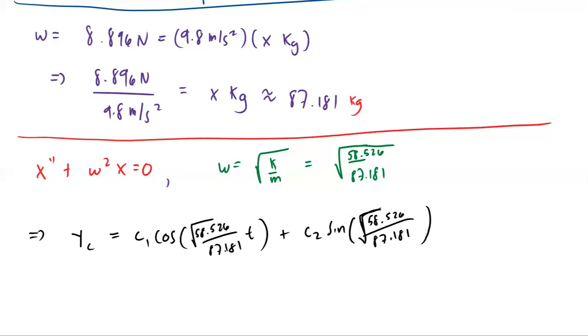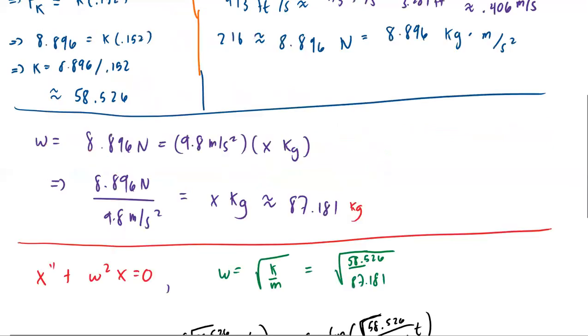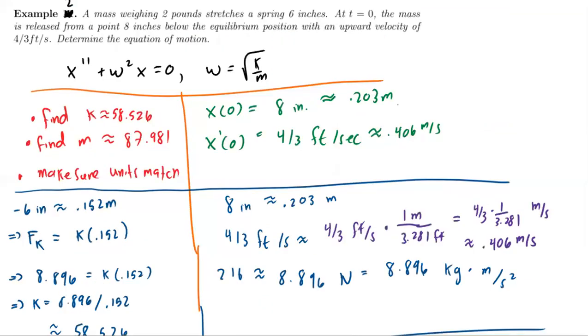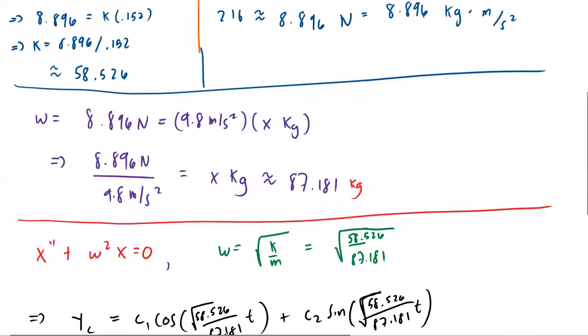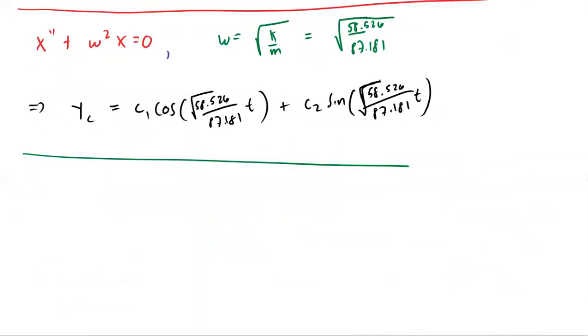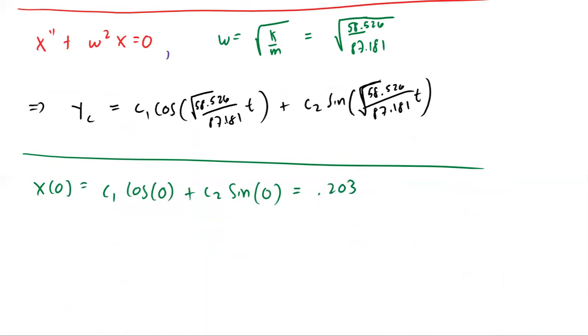Okay. But we also have initial conditions. So let's use them to solve for C1 and C2. You know that x of 0 has to be equal to 0.203. That's the first condition. So let's use that. So x of 0 equals C1 cosine of 0 times anything is 0, plus C2 sine of 0 times anything is 0. This should be equal to 0.203. So cosine of 0 is 1, so C1 plus sine of 0 is 0. So it's plus 0 equals 0.203. So we found our C1.